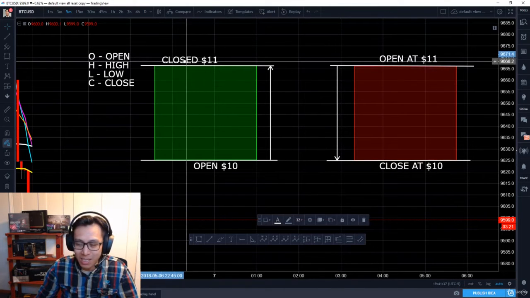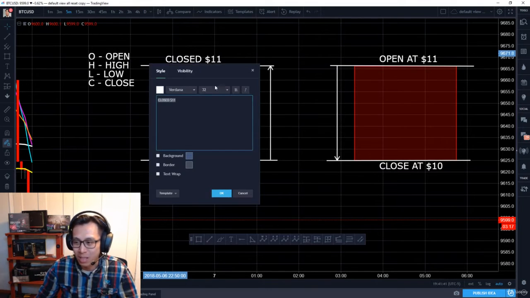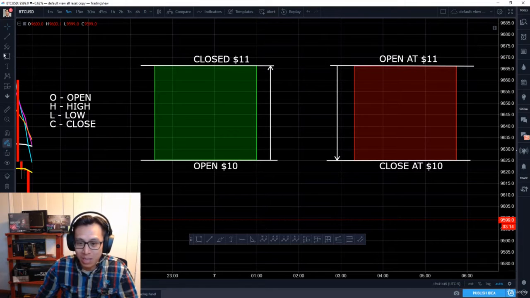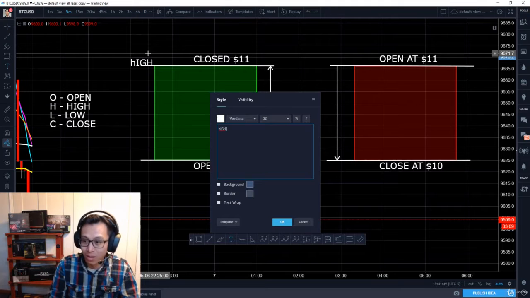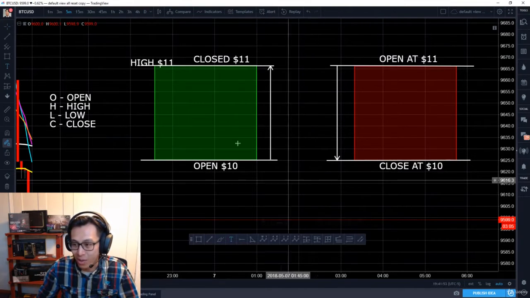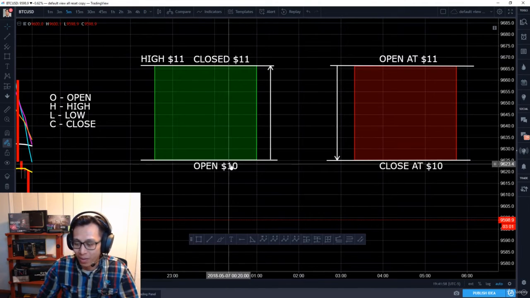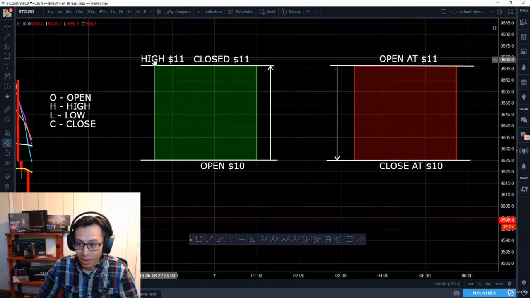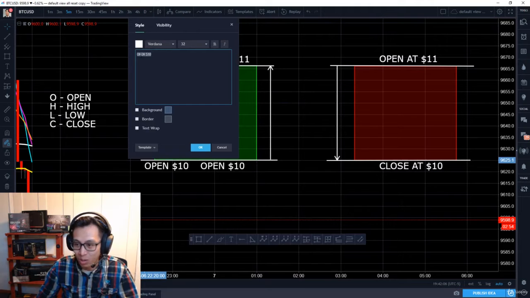But because these candles have no wick, we're also going to say that the high is the same as the actual open, okay? So the high is also $11. That's the highest that this candle actually got, okay? Now, what do you guys think the low is? Yeah, if you said the low was $10, you got it, okay? So the low is also $10.